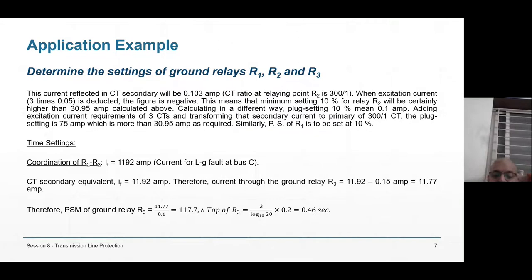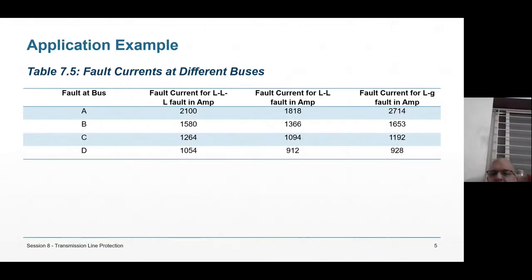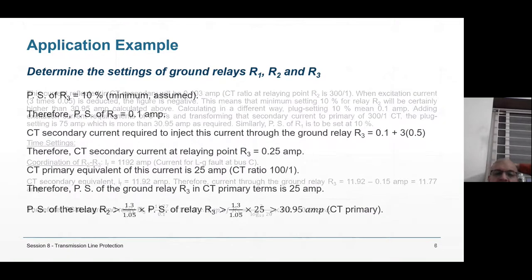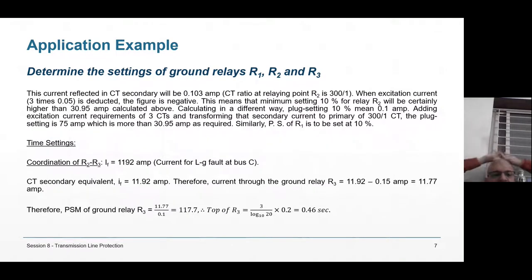Now you want to calculate the time setting for R2, R3 coordination. The fault current is 1192 at bus C, because R3 is at bus C. 1192 divided by 100 is 11.92, but from 11.92 you will have to deduct the 0.15 CT excitation current, so you are left with 11.77. What is the plug setting multiplier of the ground relay? 11.77 divided by 0.1, so 117.7. But you cannot take 117.7.